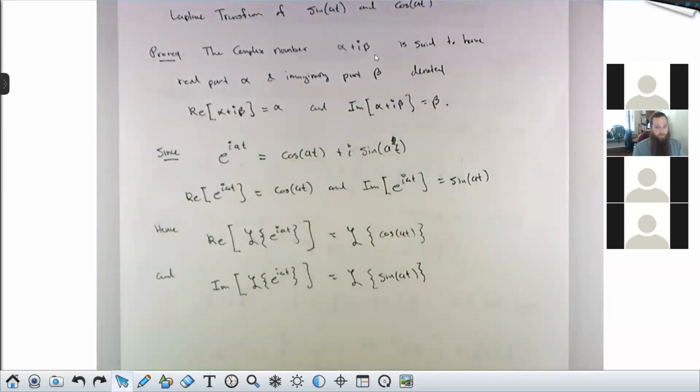That's it. So you could start by writing cos at plus i sine at. Take the Laplace transform of that, split it up, you get the Laplace transform of cos at plus i times the Laplace transform of sine at. But then in the other direction, say, oh, that whole thing is the Laplace transform of e to the iat. Crunch that out as an exponential, and then at the very end, take the real part, that's going to be your cosine transform, and the imaginary part, that's going to be your sine transform. Done and done. It's really beautiful stuff.